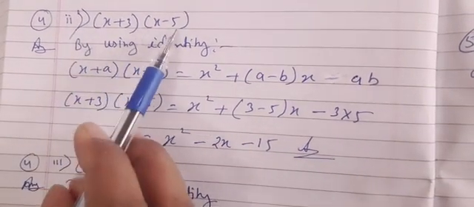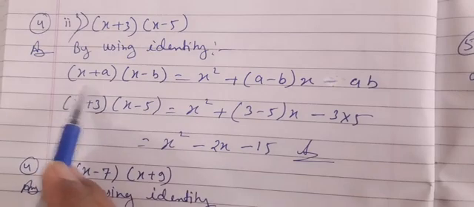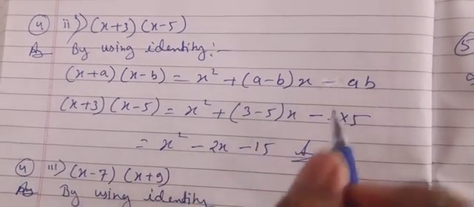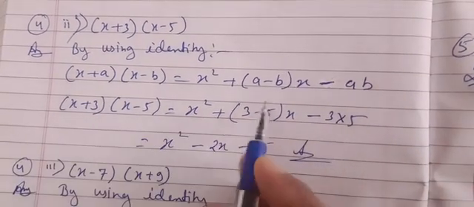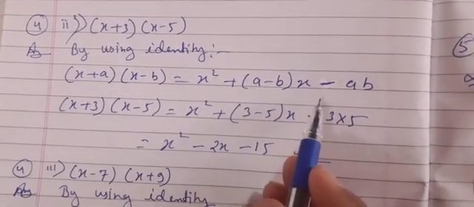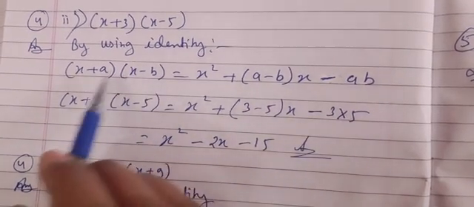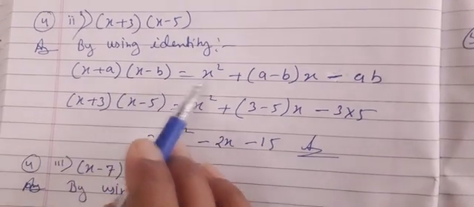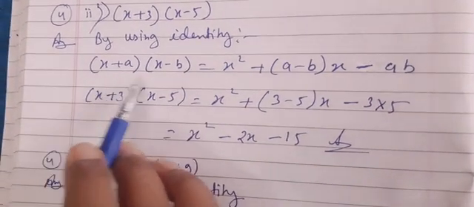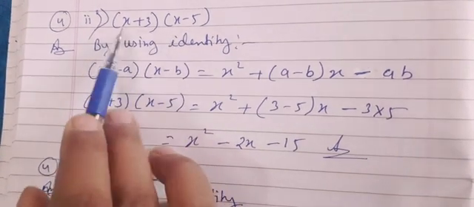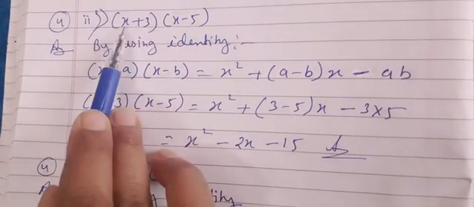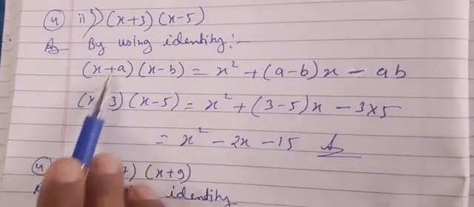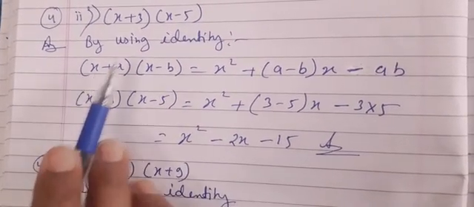So (x plus 3) into (x minus 5), by using the identity (x plus a) into (x minus b) equals x square plus (a minus b) into x minus ab. This is the formula which we learned during the explanation in the first two videos, where I gave you the proof of how this came when you multiply (x plus a) into (x minus b). See, why have we decided to use this formula? Because in my question two brackets are multiplied, and within the brackets the first terms are same but the second terms are different.